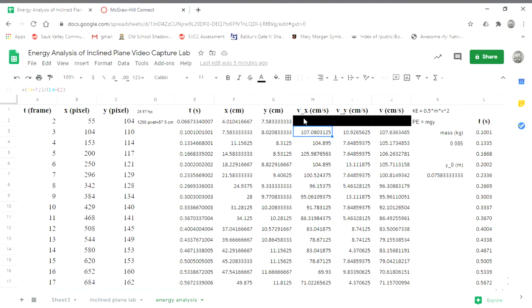And then notice that we can't find a velocity for our first frame because we don't have any data before that first frame.